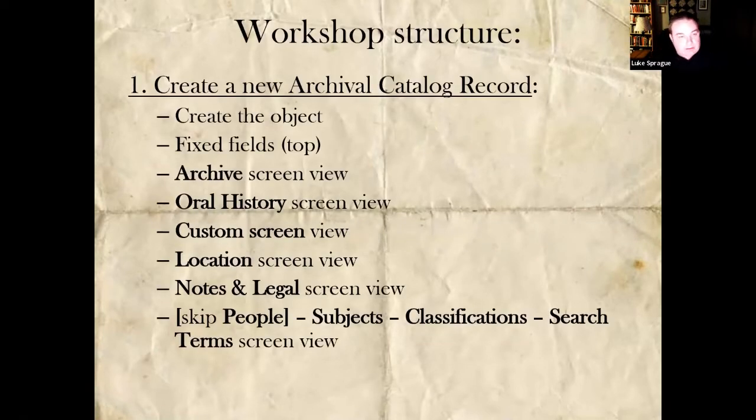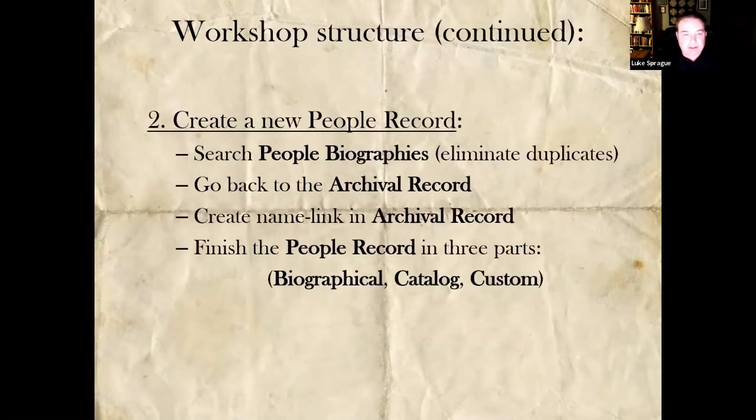Workshop structure, to go over it quickly. We're going to go through creating the objects. We're going to go through creating the fixed fields and look at what PastPerfect calls each of the screen views within PastPerfect 5.0, which are the archive screen view, the oral history screen view, the custom screen view, the location screen view, the notes and legal screen view, and then we're going to go into subjects, classifications, and the search terms screen view. So we're going to go all the way down into each of these pieces of metadata, take a look at them, and go over them with this application.